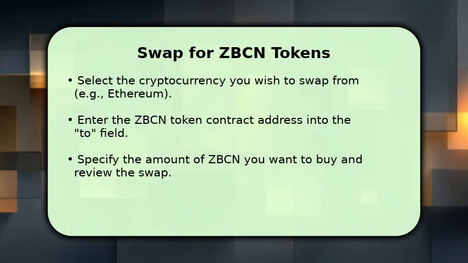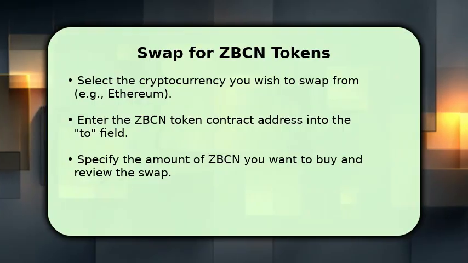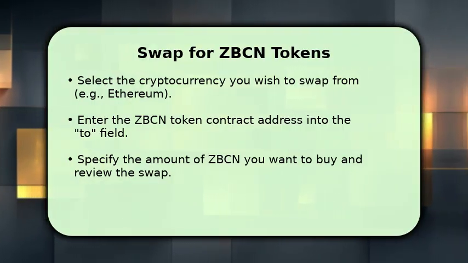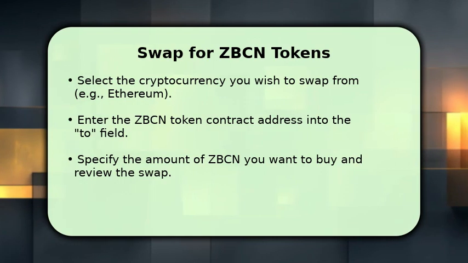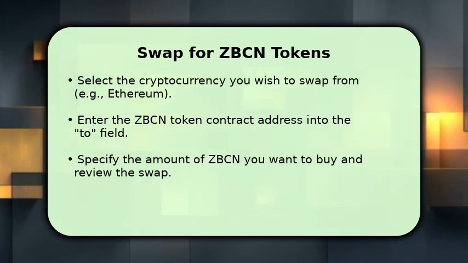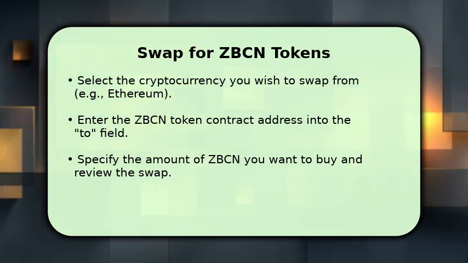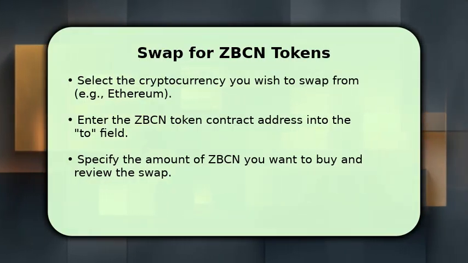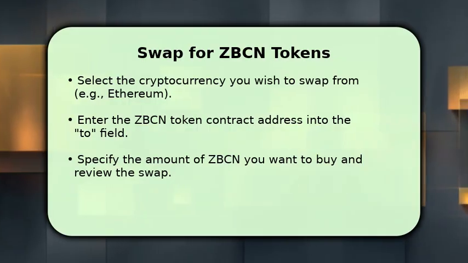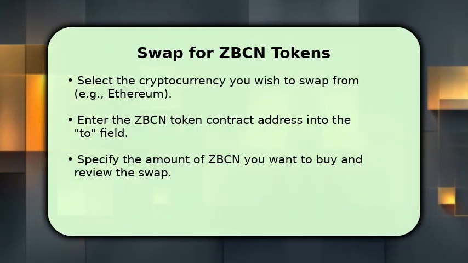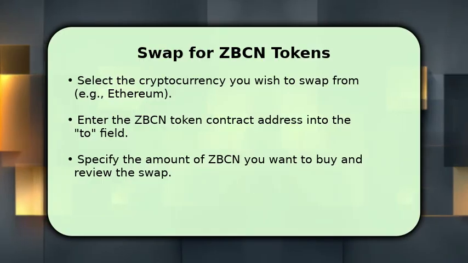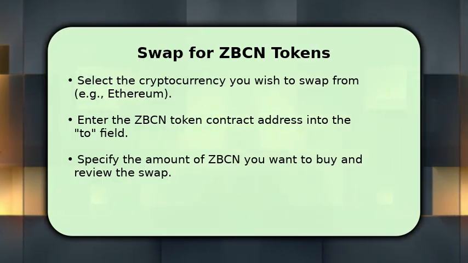Now for the exciting part, swapping for ZBCN. On the decentralized exchange, choose the cryptocurrency you're swapping from, such as Ethereum or Polygon. Then, you'll need to input the ZBCN token contract address into the to field. Always double-check this address for accuracy to avoid any issues. Enter how much ZBCN you want, carefully review the transaction details, and prepare to confirm your purchase.